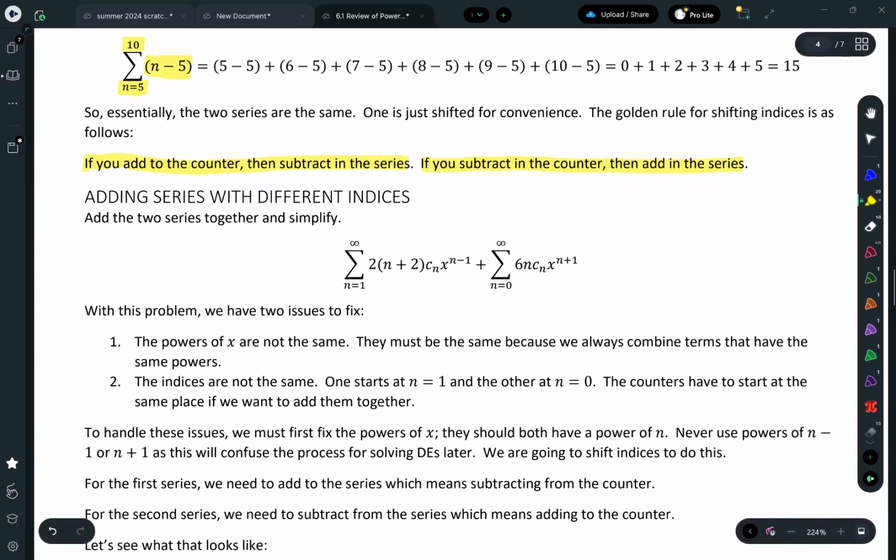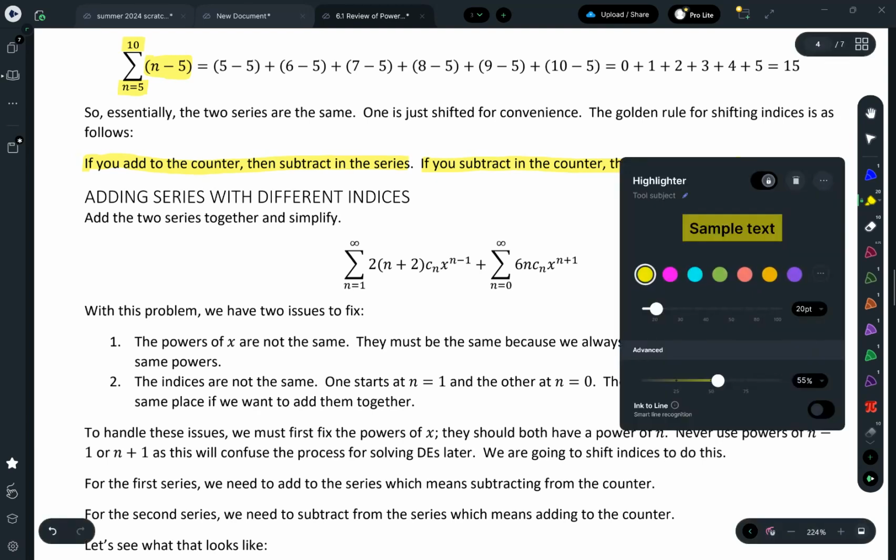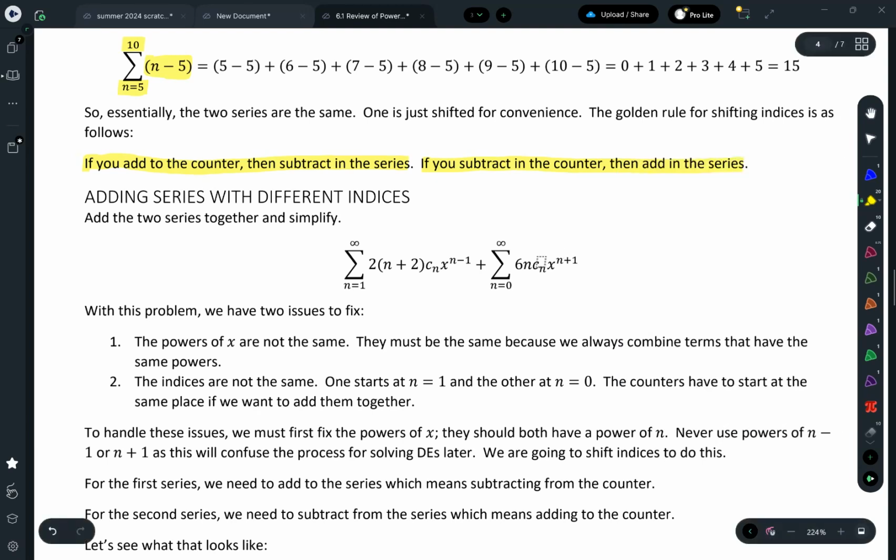So in these two series, I have the sum, n goes from 1 to infinity, 2 times n plus 2 times c sub n times x to the n minus 1, plus the sum where n goes from 0, not 1, but 0 to infinity, 6n c sub n x to the n plus 1. There are two problems with these two series, and the two problems are the reason why I cannot add it.